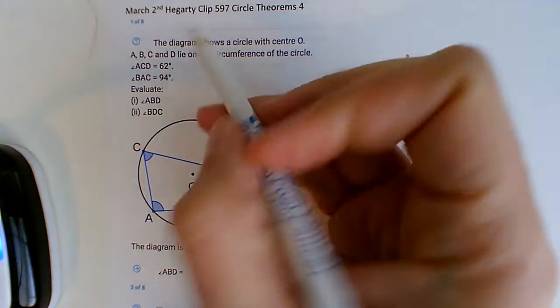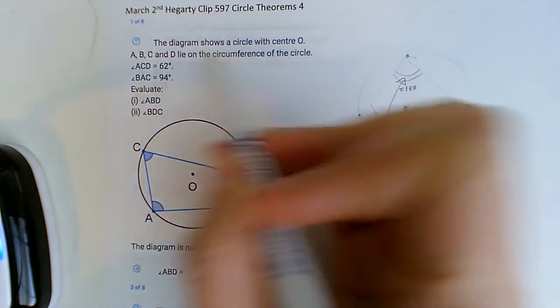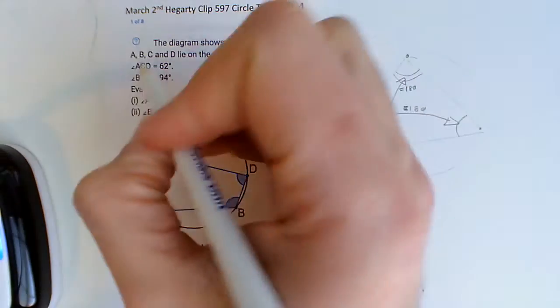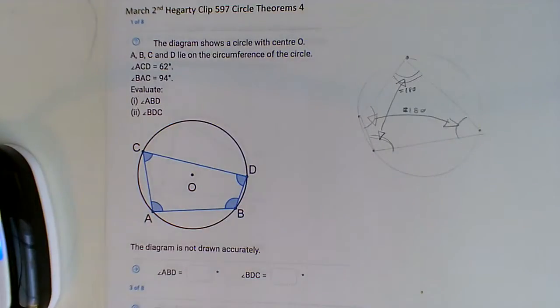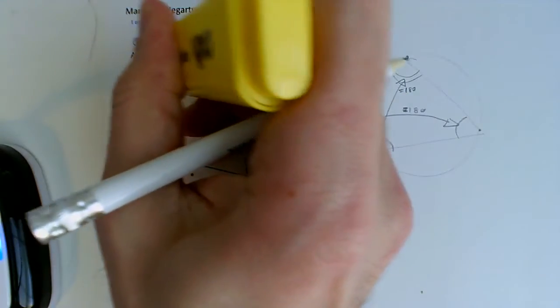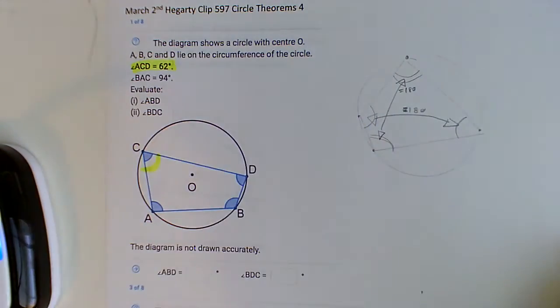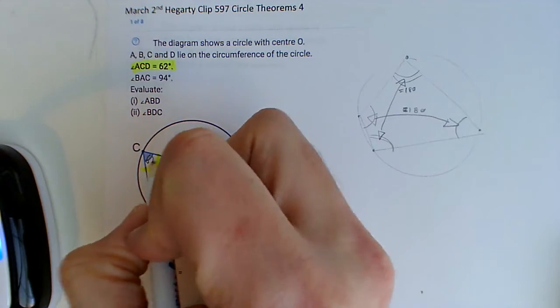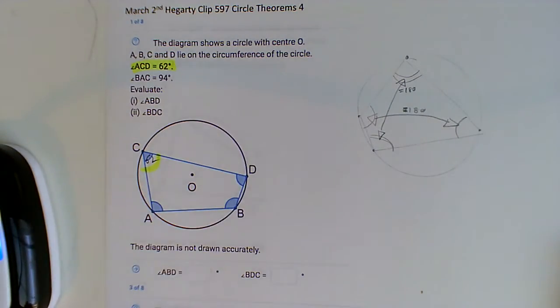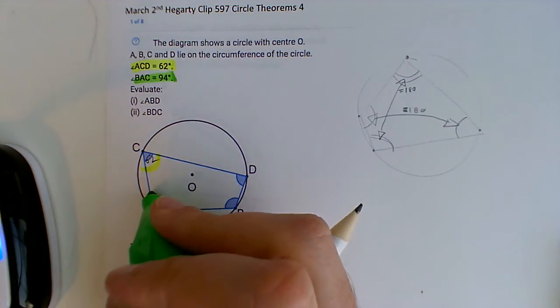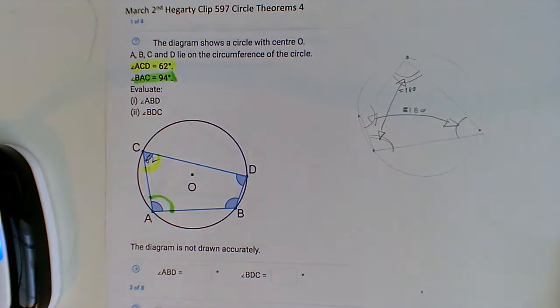Okay, so first one, diagram shows a circle with centre O, ABCD lie on the circumference of the circle. It's probably going to say that for every single one that we do. ACD equals 62. So A to C to D is 62, so that one there is 62. And BAC is 94. B to A to C is 94, so that one there is 94.